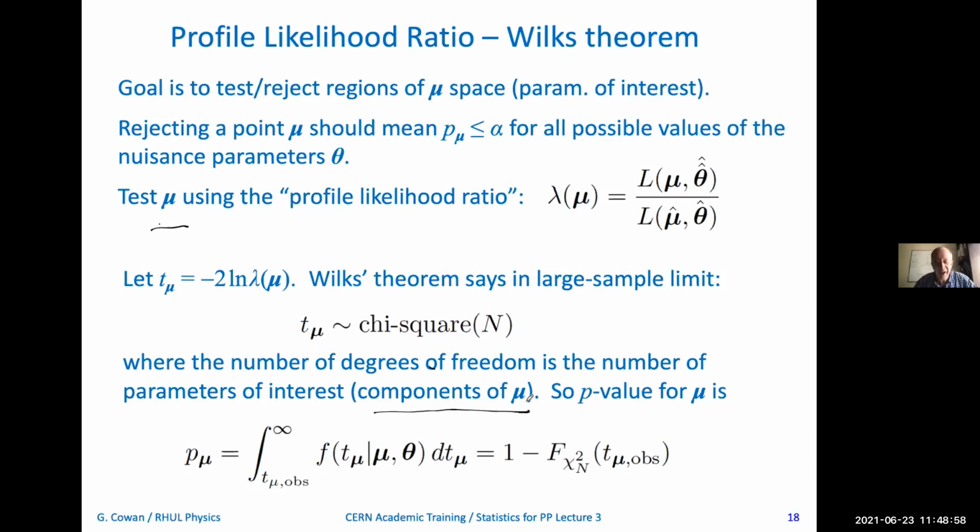So that leads us very quickly to our answer. It says that the p-value of a hypothesized point in mu space is simply 1 minus the cumulative distribution of a chi-squared variable for capital N degrees of freedom. And provided that this asymptotic approximation holds, this large sample limit holds, that is true regardless of theta. It holds essentially for any point in nuisance parameter space. So if I reject mu because its p-value is less than alpha, that should hold regardless of theta. And so this criterion can be satisfied. If I reject the point in mu, it means it's rejected for any possible values of the nuisance parameters.